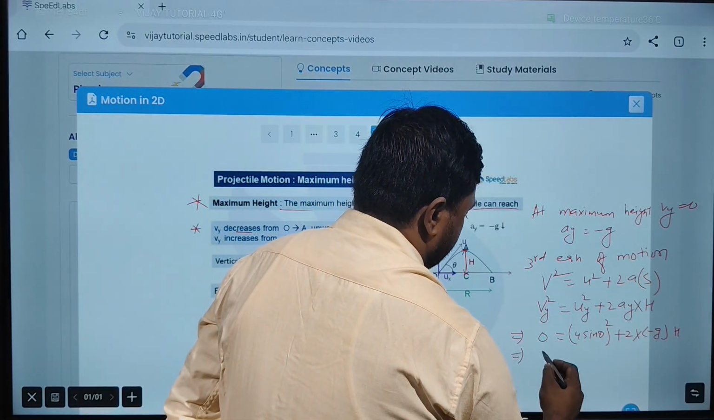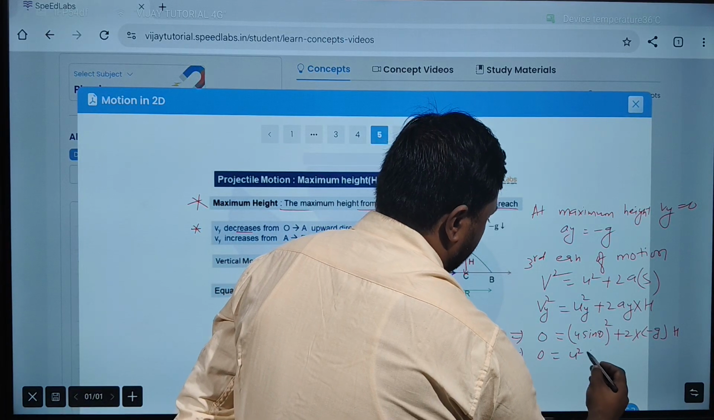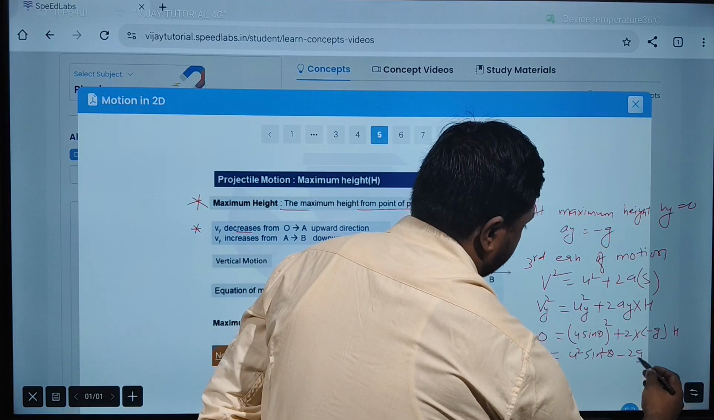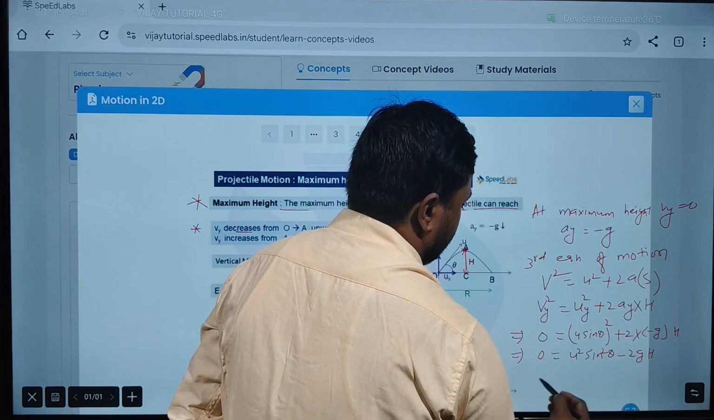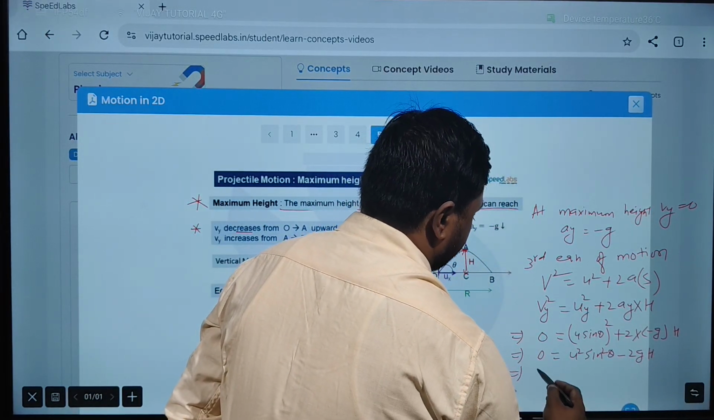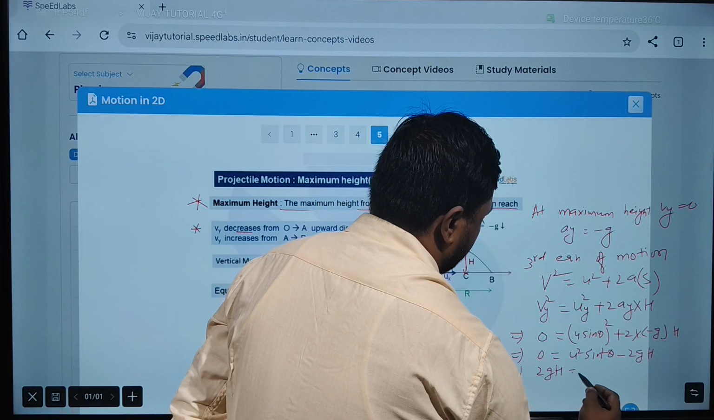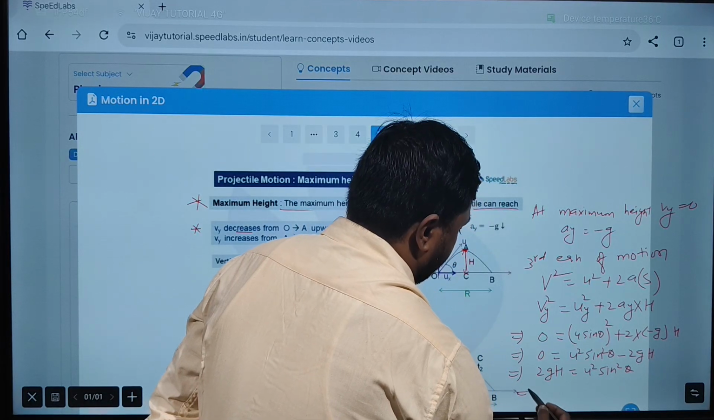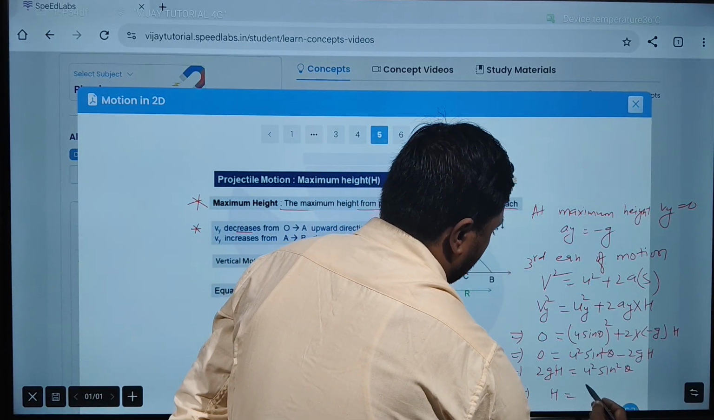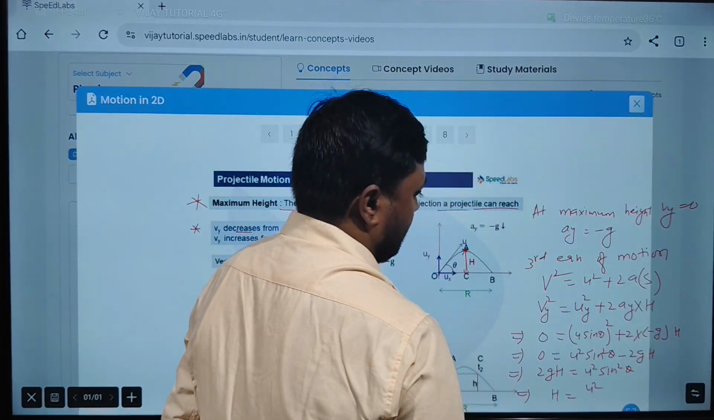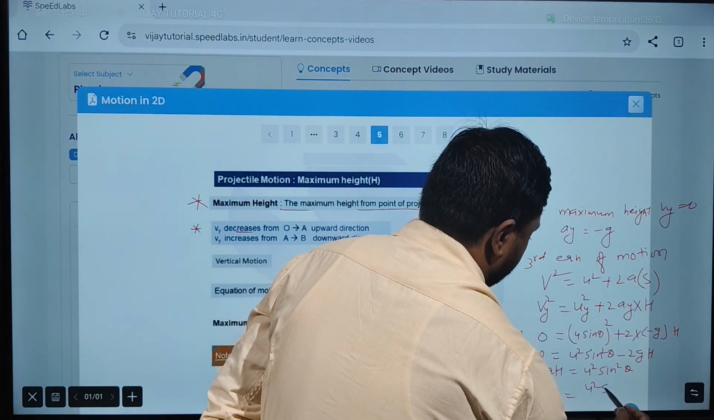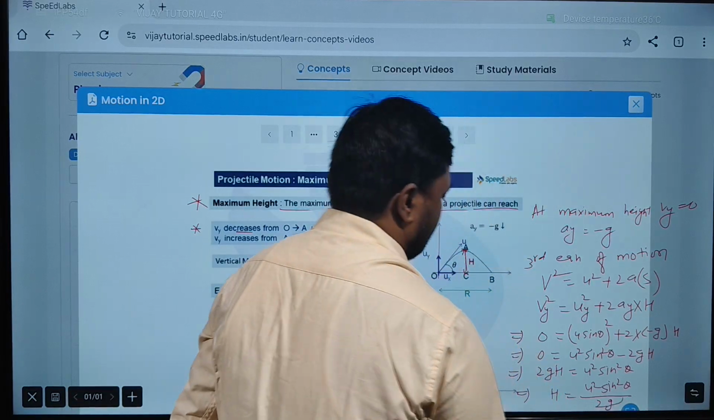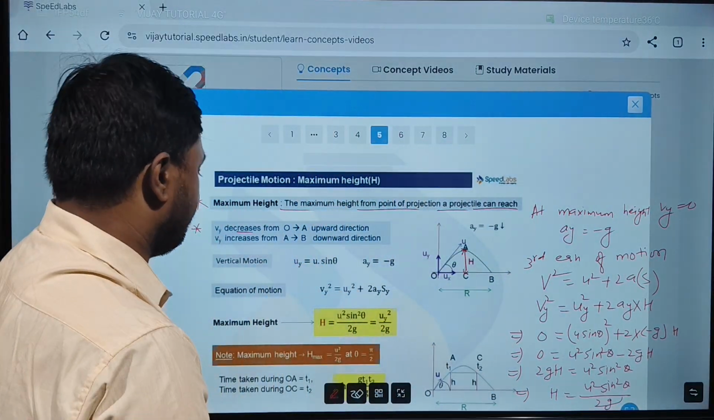Minus. So we can write 0 is equal to u square sin square theta, minus 2 times g into h. Minus gh comes to this side, and becomes plus 2gh is equal to u square sin square theta. From here we can write h is nothing but u square sin square theta upon 2g. This is the expression of maximum height.